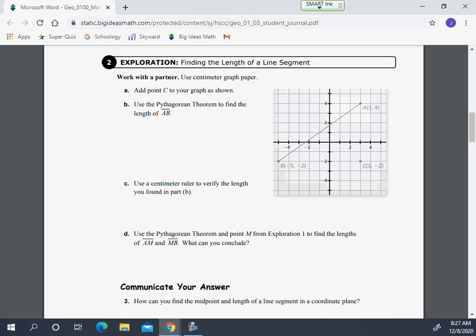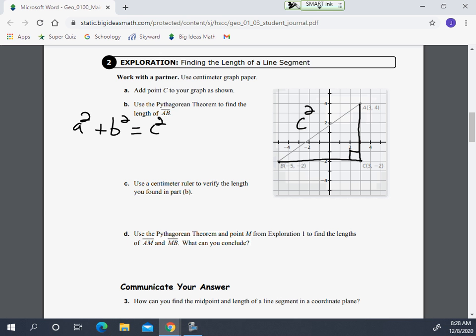Exploration 2. Add point C to your graph as shown. Okay, so we have our graph here on the right. Use the Pythagorean theorem to find the length of AB. Remember, the Pythagorean theorem from Algebra 1: a squared plus b squared is equal to c squared, where c squared is the hypotenuse of a right triangle, right? c squared is going to be this diagonal line. And if we draw our right triangle, remember we can only use the Pythagorean theorem on right triangles. Okay, here's our right triangle.